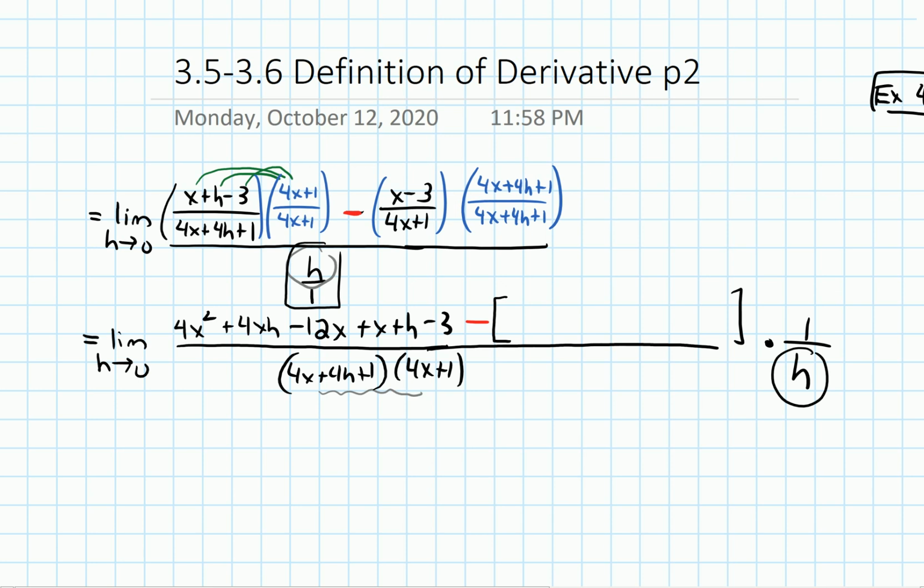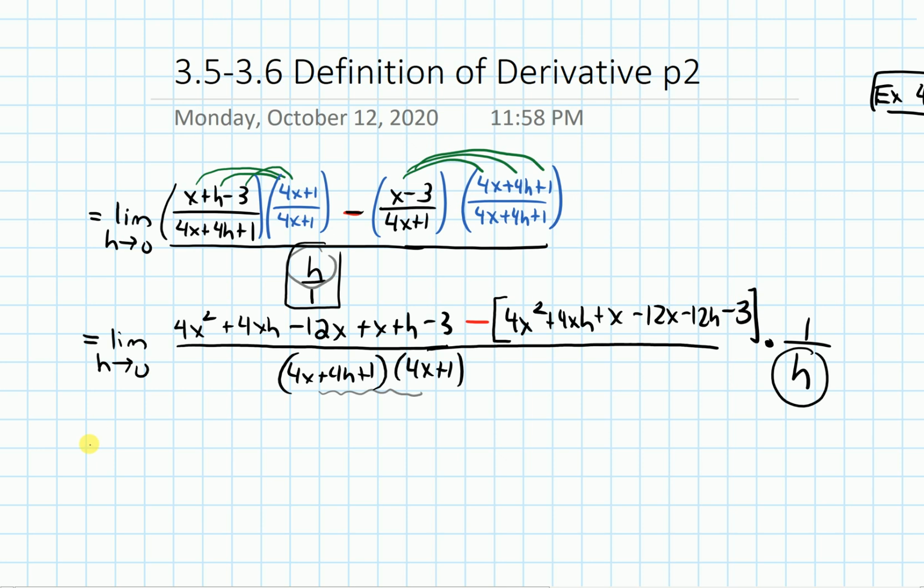All right, so I'll do x times 4x, x times 4h, x times 1. So x times 4x, that's 4x squared. And then we get plus 4xh, x times 1 plus x. And then we have to distribute the negative 3, so negative 12x, negative 12h, and then negative 3.